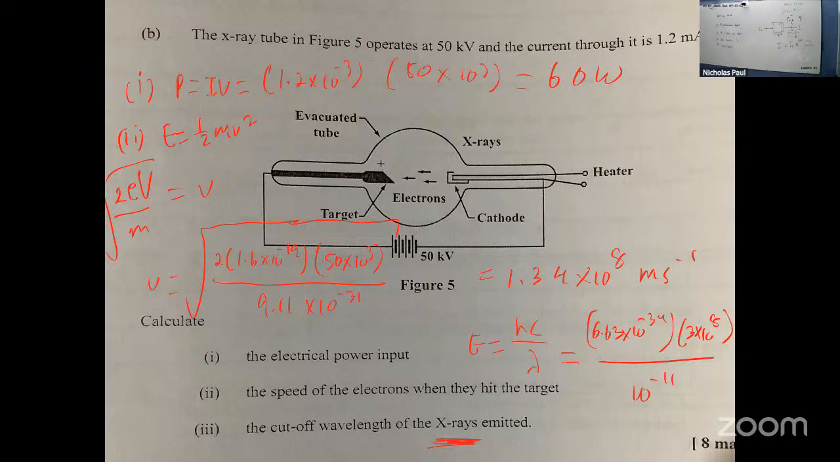No, we have the energy for lambda. Sorry. That's from before. The answer should be close to 10 to the minus 11, somewhere around there, right?